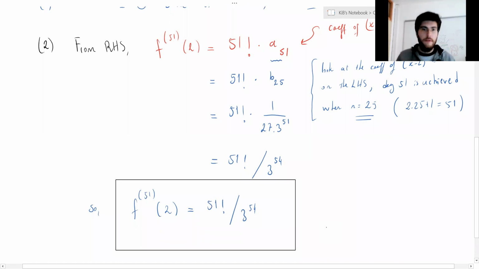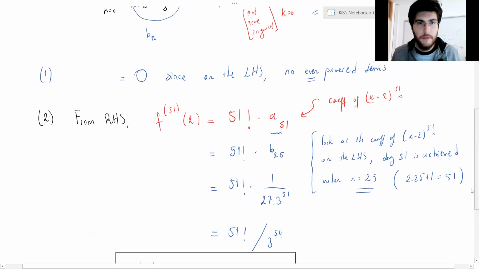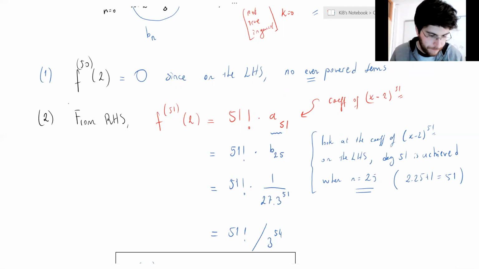So this is the result basically. And as I said, since there are no even power terms, this thing is automatically 0. But for odd powers, we need to be careful. This is the idea actually. Fine, actually, I will stop here.